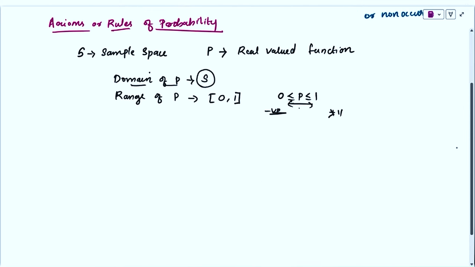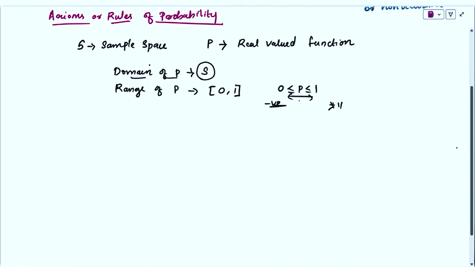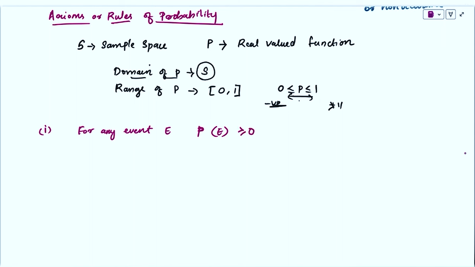Now we have to discuss some of the axioms of probability. Axioms means some of the rules. The first one is, for any event E, the probability of E, written P of E, will be greater than or equal to 0. That means the chance of occurrence of E is the probability of E, which is always greater than or equal to 0.